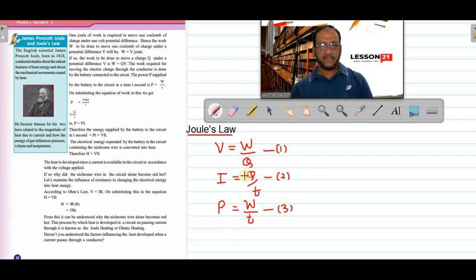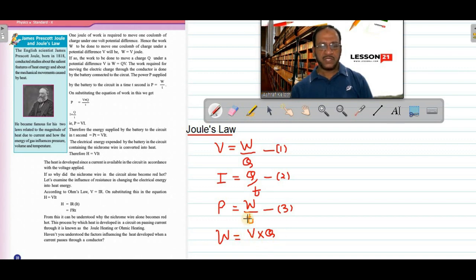Now, from the first equation, we have V equal to W by Q. So the work done W is equal to V into Q. When we take this Q to the left hand side, we get V into Q is equal to W, or W is equal to V into Q.